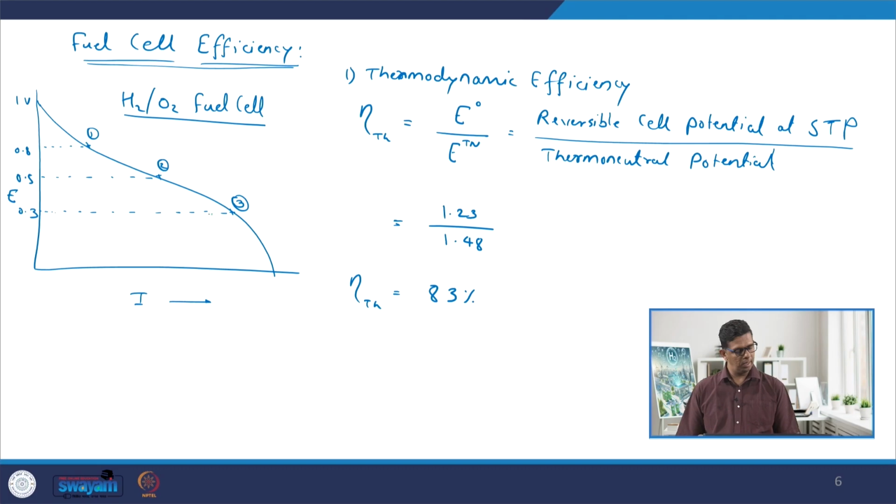Coming to the third point, wherein the current drawn from the cell is even higher, so the voltage is low, and subsequently the voltage efficiency will also be low. In other words, the operating voltage is the one that decides the voltage efficiency of the cell, and the higher the operating potential, the higher the efficiency. It follows the same line as we can see in the performance curve. So efficiency also follows a similar trend with respect to voltage.